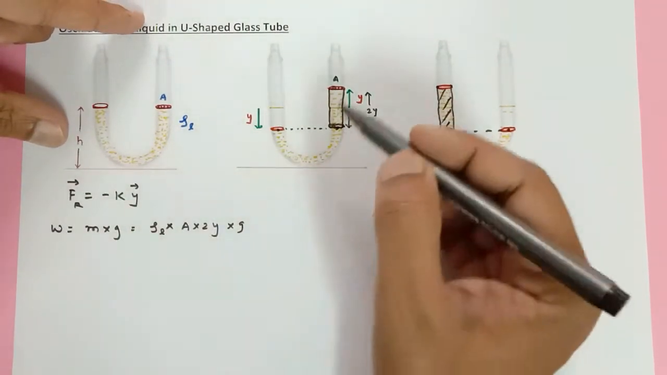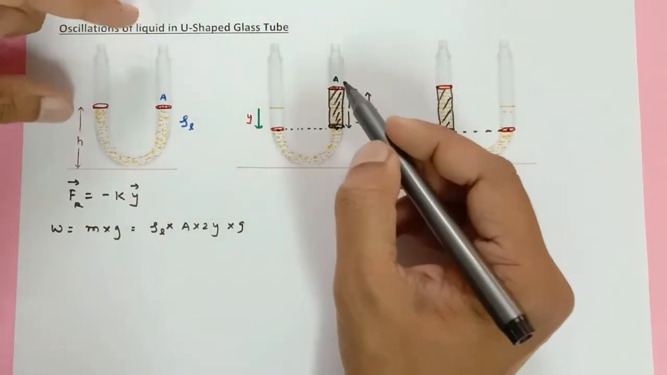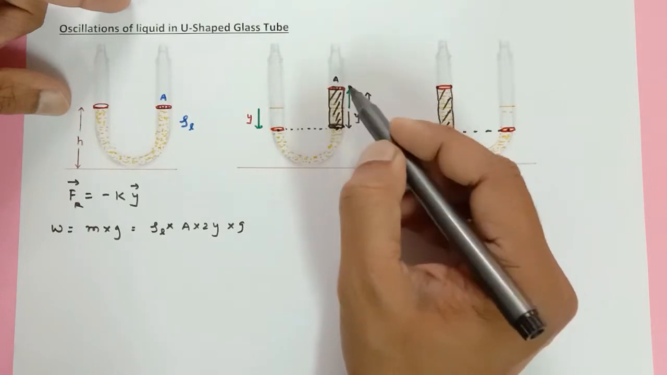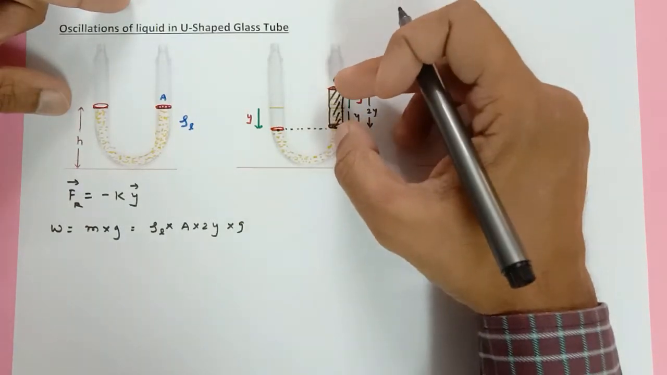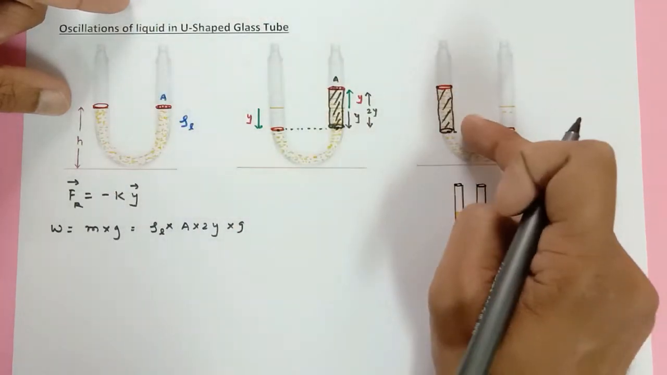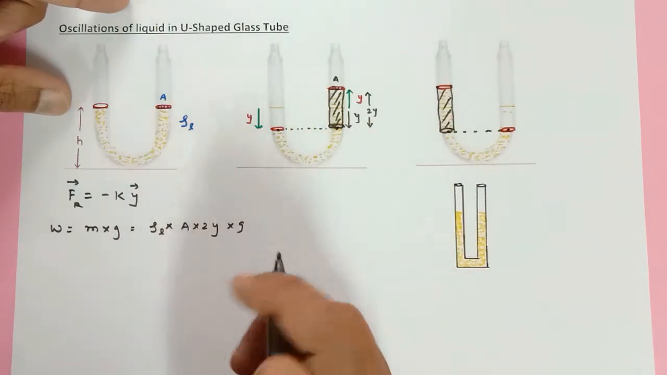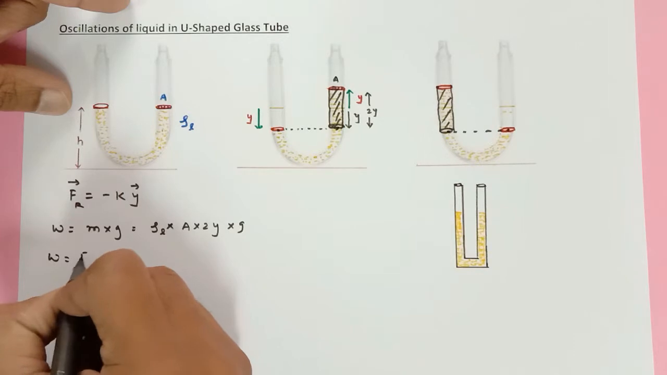So this is the weight of this part of the column. Now people, this weight behaves as a restoring force. Why? Because this weight will again bring this liquid back to this position and then to this position. So that means this weight is a restoring force. Now I'm going to replace this W by the restoring force.